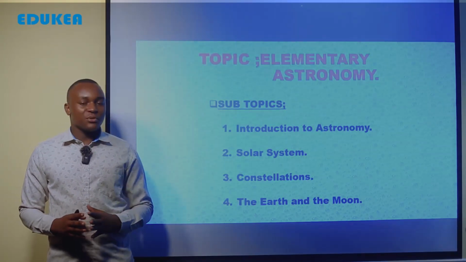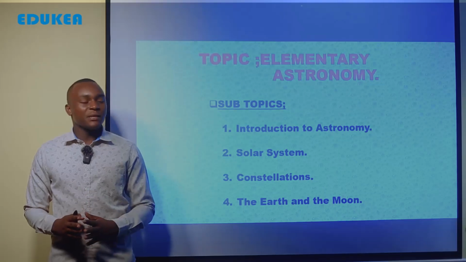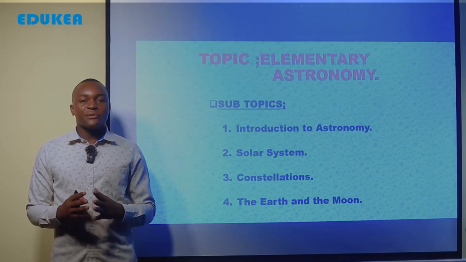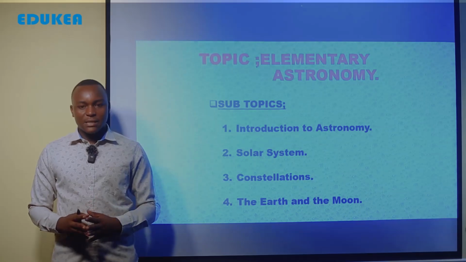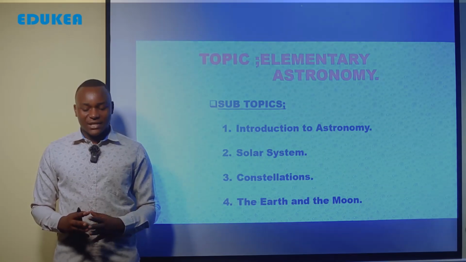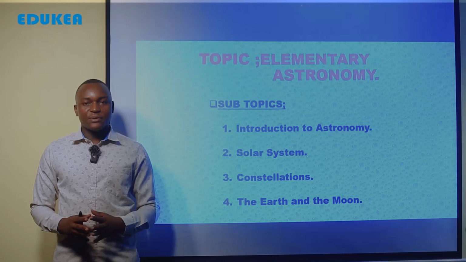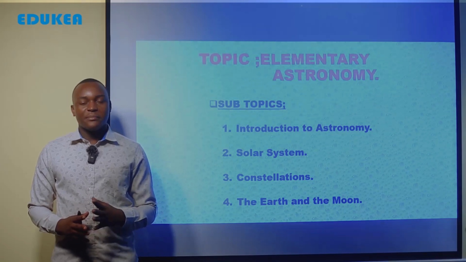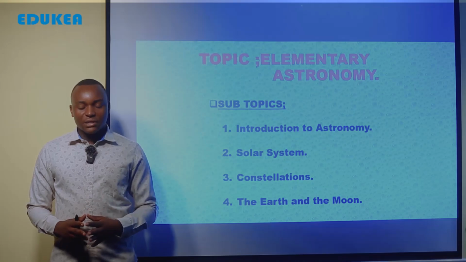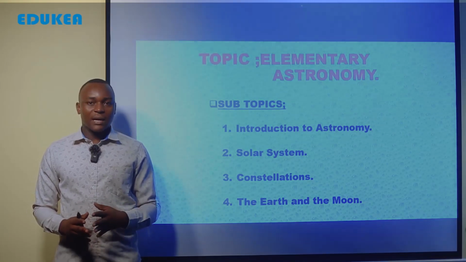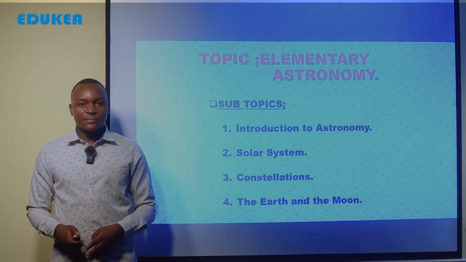Our topic to be discussed today is what we call elementary astronomy. Within elementary astronomy, we will discuss some subtopics. Among them include introduction to astronomy, but also solar system, constellations, the Earth and the Moon. Those will be our main subtopics to be discussed. We already discussed introduction to astronomy, and we are proceeding with our second subtopic, which is the solar system.